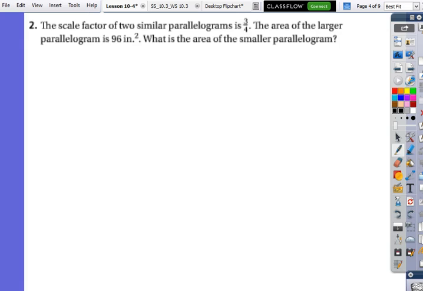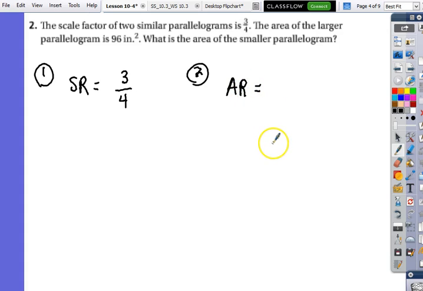So remember, step 1 is to identify what my similarity ratio is. So in this case, what is the similarity ratio? 3 to 4. Similarity ratio and scale factor are the exact same thing. They're just two different ways to say it. Step 2, since I'm working with area, I can't use the similarity ratio. I need to find the area ratio. So Maddie, how do you convert a similarity ratio into an area ratio? You square it. So what's 3/4 squared?